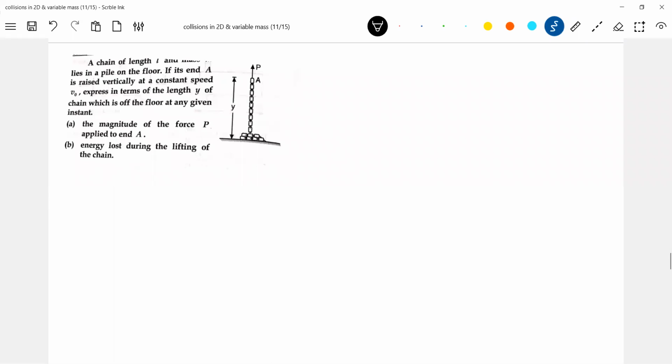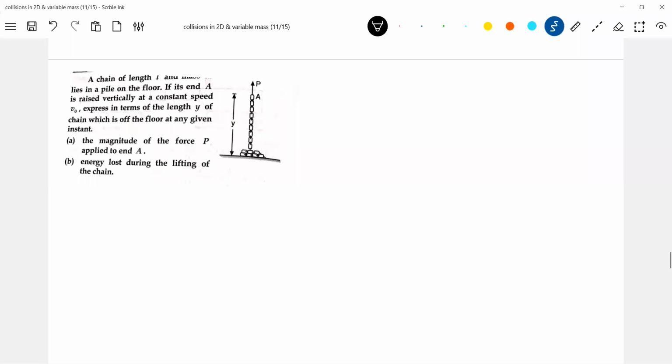Next, chain. This is a very basic fundamental problem. A chain of length L and mass M. I'm going to lift it from the ground. It's asking what should be the magnitude of force and what is the energy lost in lifting it. Why will energy be lost? I'm using the word energy lost. After getting the answer, we should justify where that energy has gone, not just end up with mathematics.